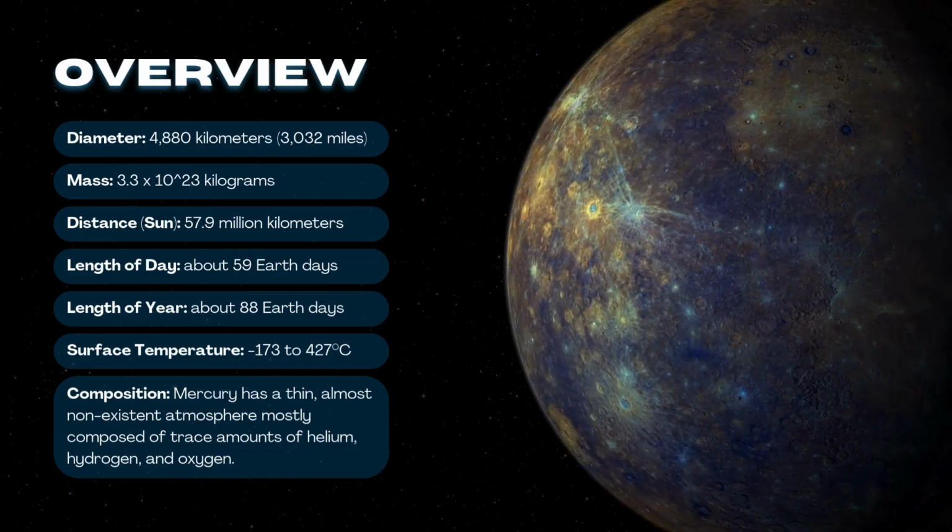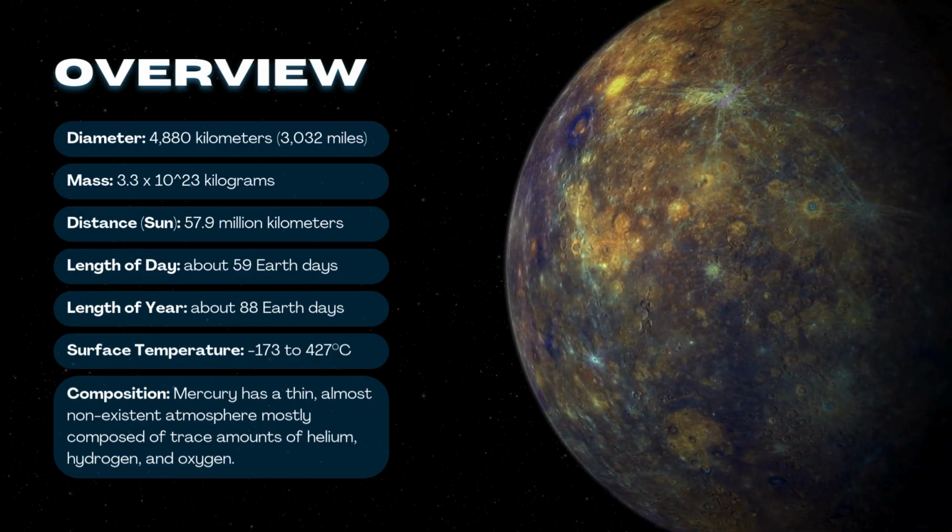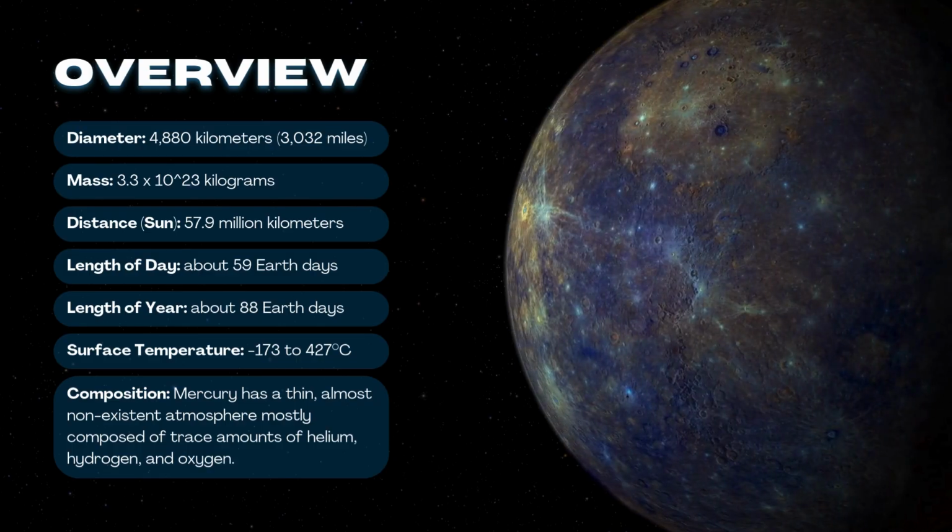Composition. Mercury has a thin, almost non-existent atmosphere mostly composed of trace amounts of helium, hydrogen, and oxygen.